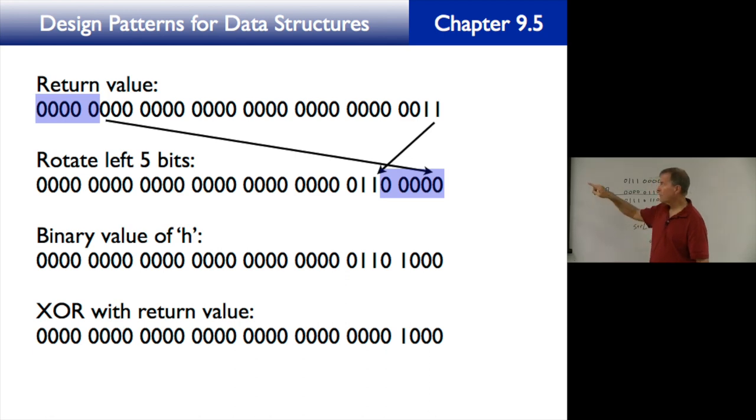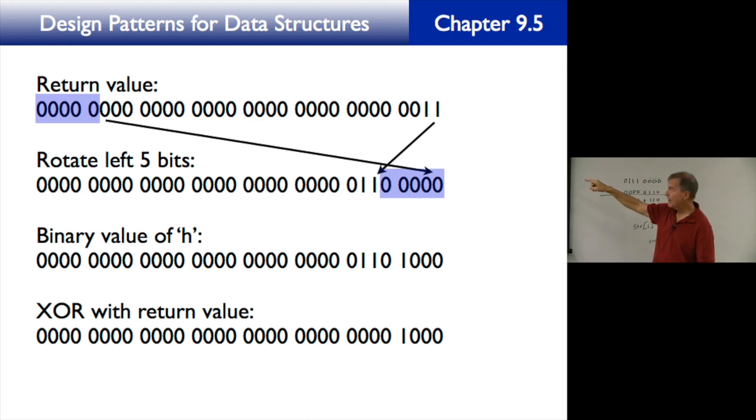So now what is the return value initialized to? 0000, and at the end what? 11. Now why is that 11? Because 11 in binary is what? Binary 11 is what in decimal? 3. 3, and how many letters are there in "hat"? 3. Now, are we good? So that's where that came from.